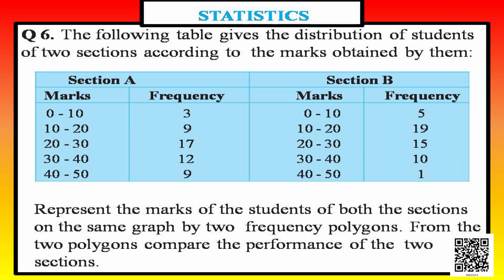In the first column we have section A and in the second column we have section B. Now, inside section A we have two columns, one for marks, they are 0 to 10, 10 to 20, 20 to 30, 30 to 40, 40 to 50, and the frequency of these class intervals are 3, 9, 17, 12, 9.